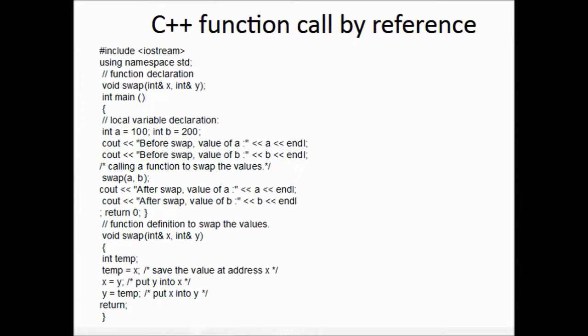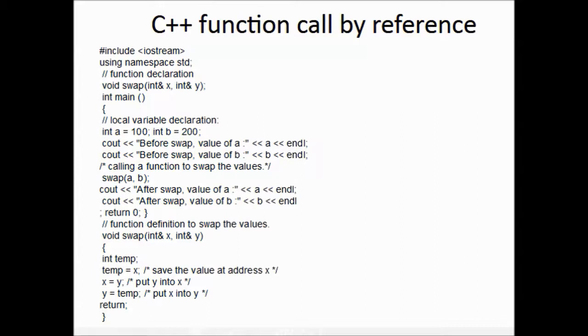To call our function swap, we write swap a comma b. Here a and b are our arguments. Now when this function is executed and completes, then in the main program we want to display the value of a and b again, and we write it as cout after swap value of a is equal to a, cout after swap value of b is equal to b.